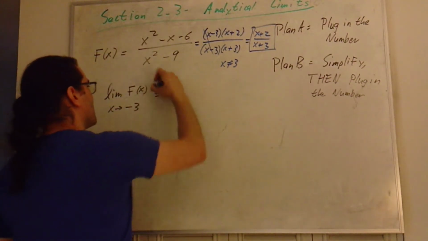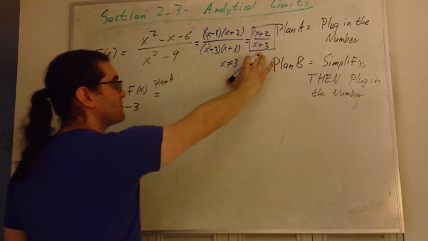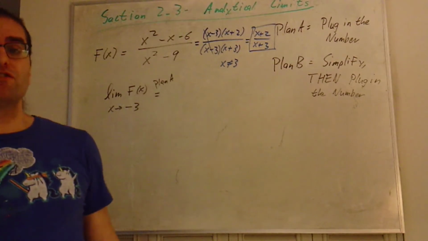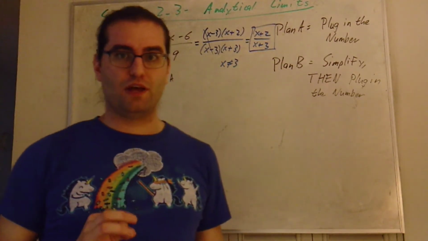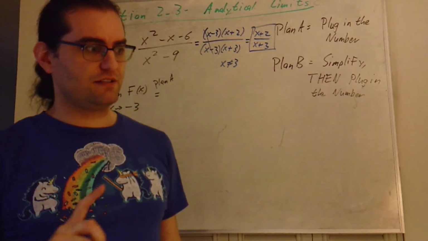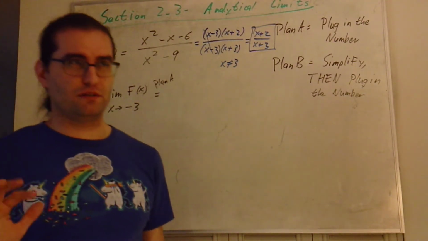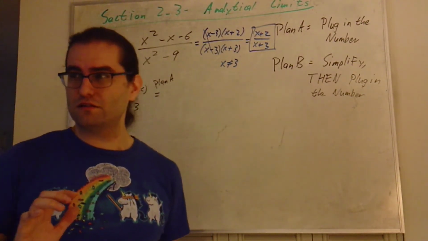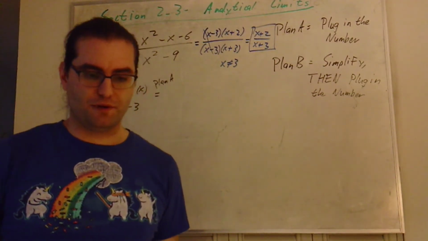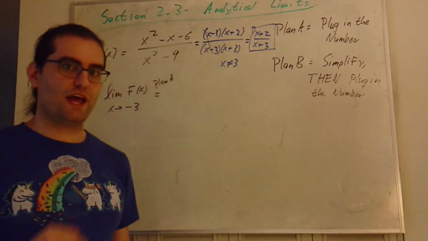we're still going to start with plan A. I know that I have a simplified version of this right here. I'm not going to use the simplified version. Every time you do a limit, you need to start with plan A. The reason for this is later, when we get to a section later in this chapter, section 2.6, I think, it's going to be extremely important to know which plan worked.